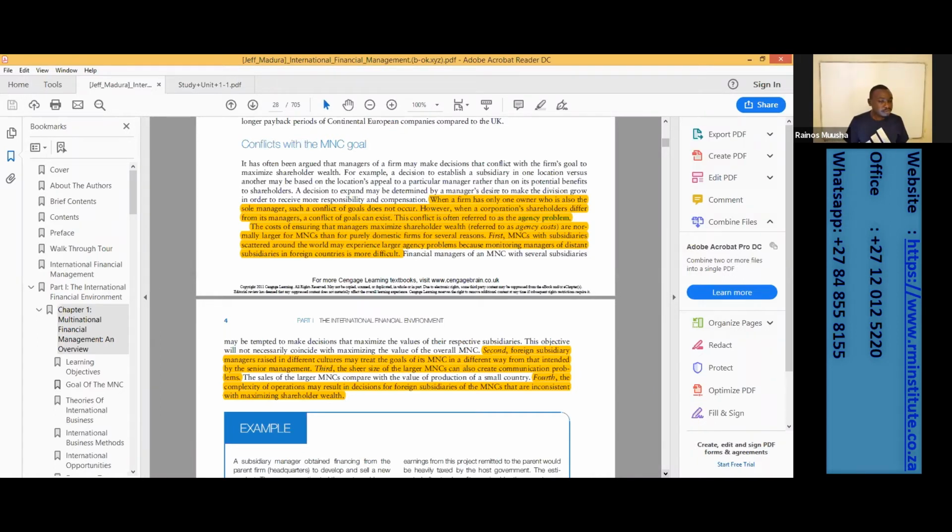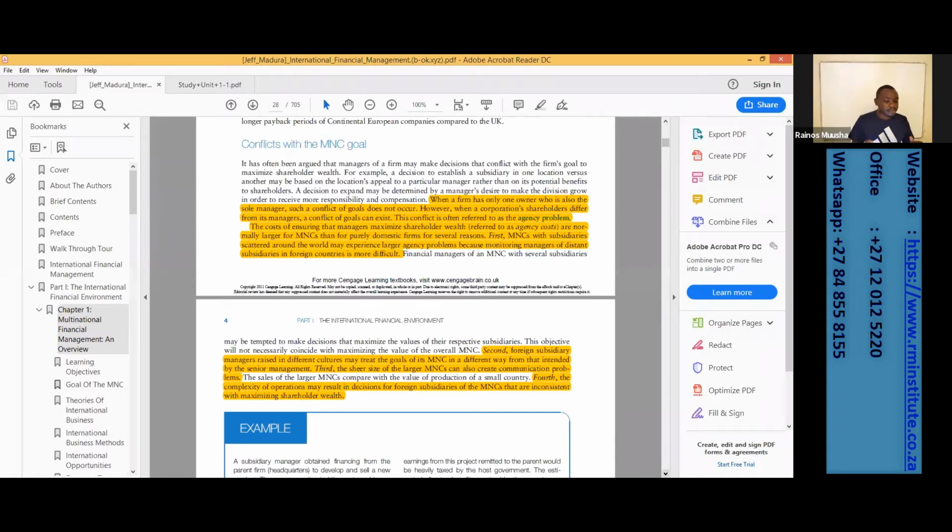Because there's no subordination, there are no subordinates, and the owner of the company is also heavily involved with the operations of the company. You see that the conflict of goals is not expected to be there, mainly because the owner of the business is the one who's basically running all the operations and making the decisions there.